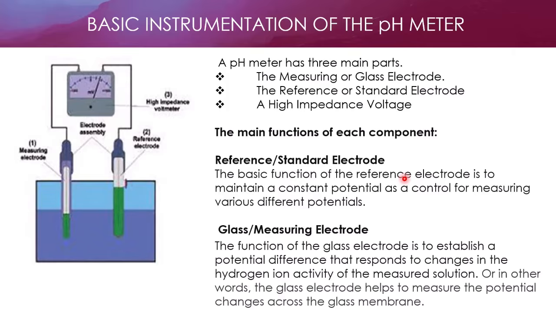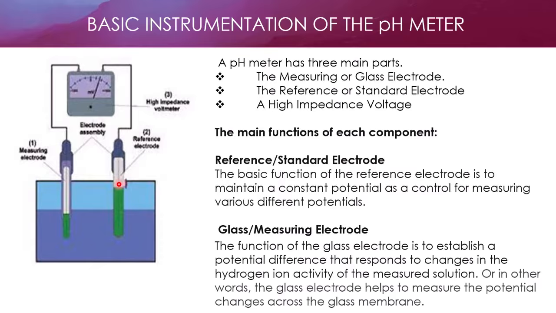Basic instrumentation of the pH meter. A pH meter has 3 main parts. One, the measuring or glass electrode; two, the reference or standard electrode; and three, a high impedance voltmeter. So these are the 3 basic parts of the pH meter. So let's look at the functions of each part. We'll start by looking at the reference or the standard electrode.